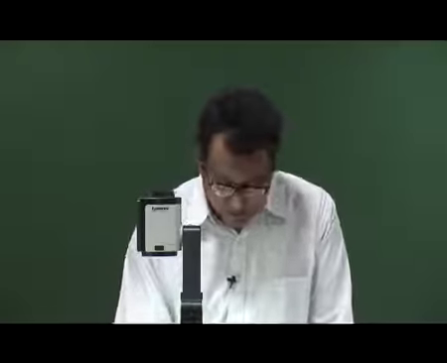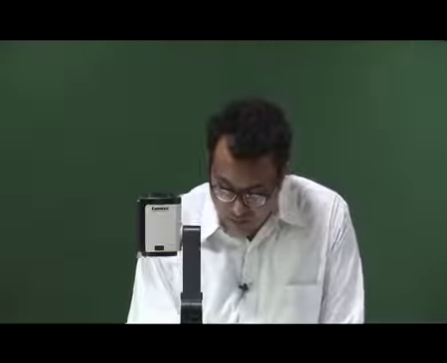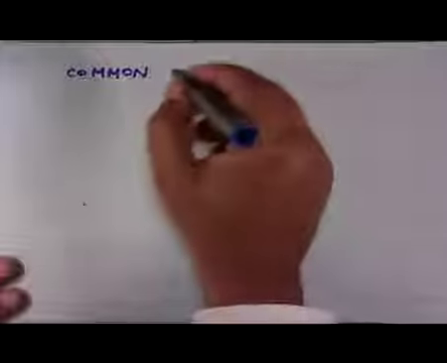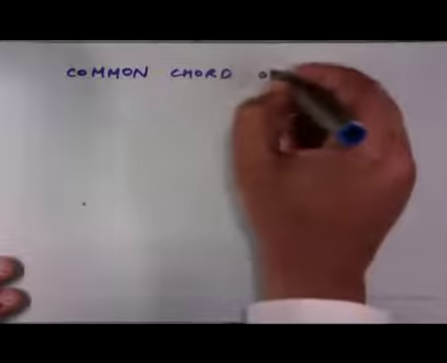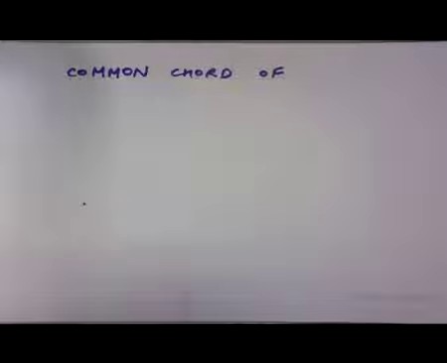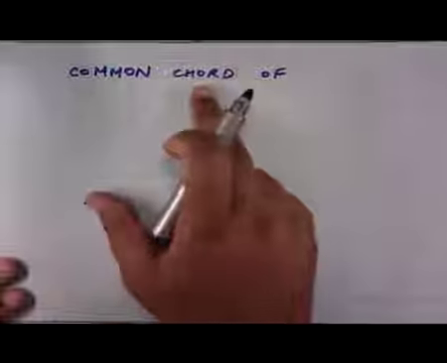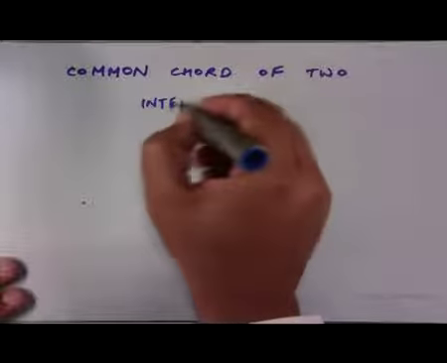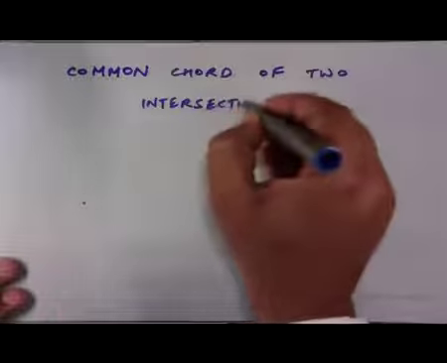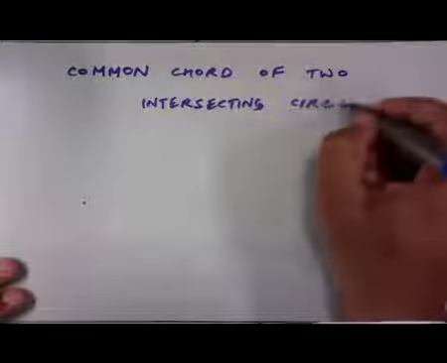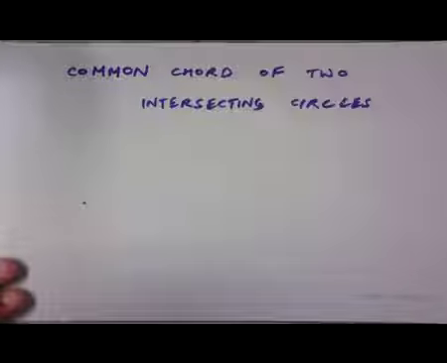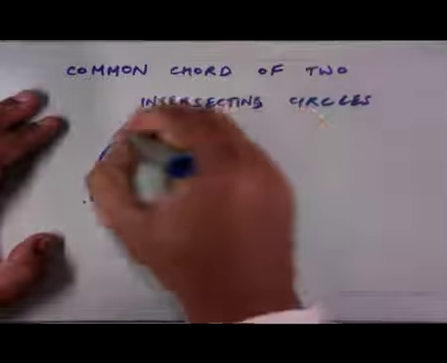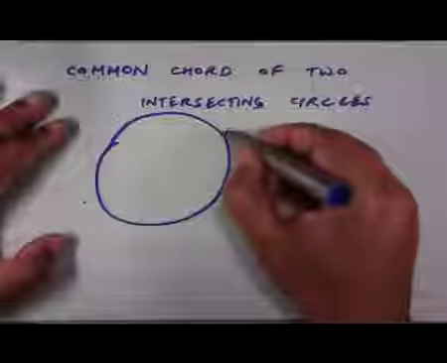Next, we consider another little topic of finding the common chord. So, next we discuss this topic of finding the common chord of two intersecting circles. So, the situation here is that we have two intersecting circles like this.